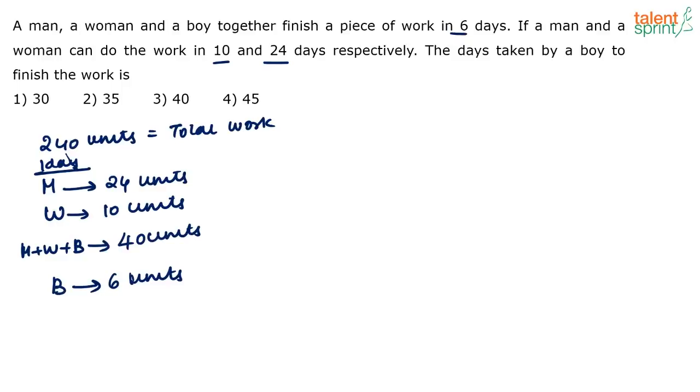Now, if the boy finishes 6 units of work in a day, if he is working alone, what is the time that he will take to finish the total work? 240 divided by 6. See, 240 is the total units of work that he has to complete, and in 1 day he is finishing 6 units. So 240 by 6, that is equal to 40 days.